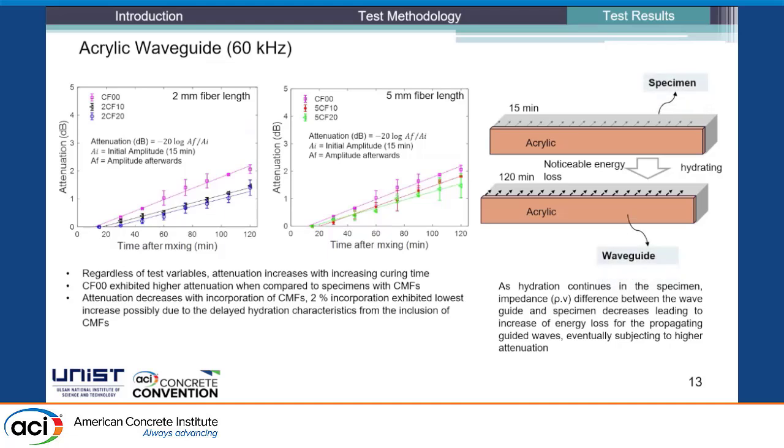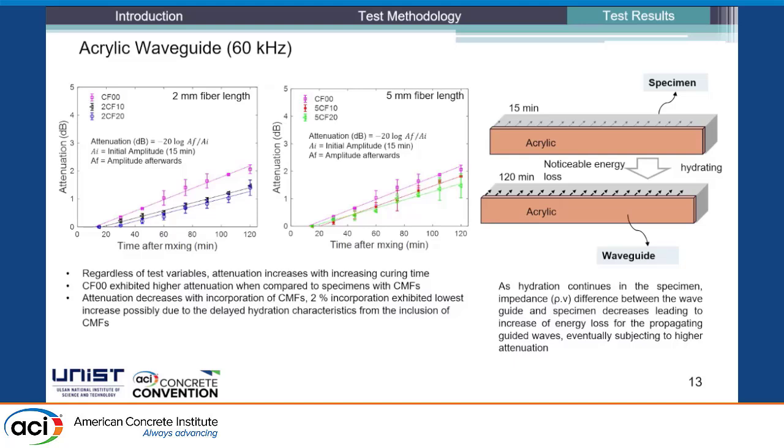The attenuation is calculated from the first amplitude and the amplitudes afterwards. And we can see that regardless of the test variables, attenuation increases with curing time. That means that as hydration continues, we know that the specimens are stiffening over time. So at this point, the waves moving in the acrylic waveguide are leaking towards the stiffening specimen. So that is why we see higher attenuation over time.